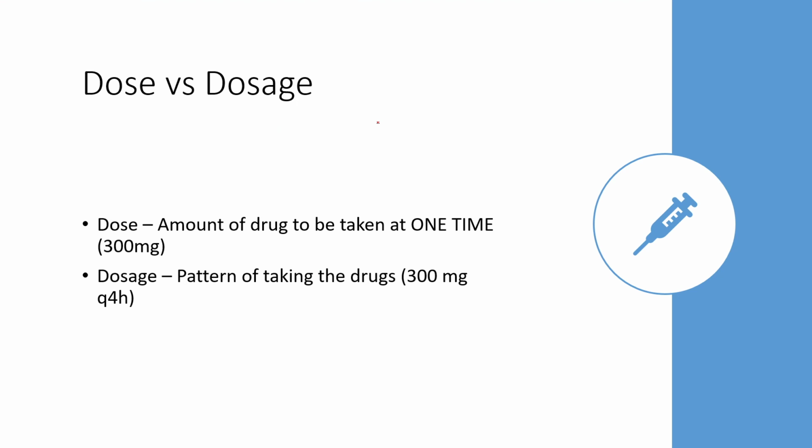Okay, so let us differentiate what is dose from dosage. A dose is the amount of drug to be taken at one time. An example is 300 milligrams. While dosage is the pattern of the taking of the drugs. Most of the time in the prescription, only the dosage is written. So this is the pattern of how to take the drug. An example is 300 milligrams every 4 hours. So it includes the dose together with its frequency.